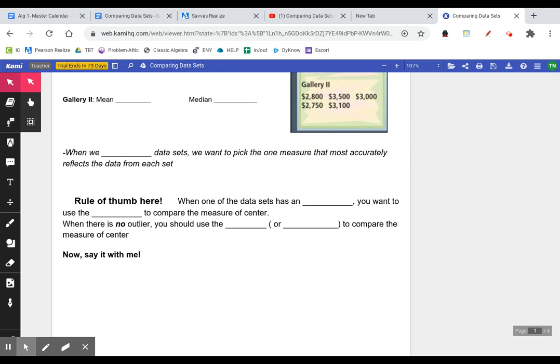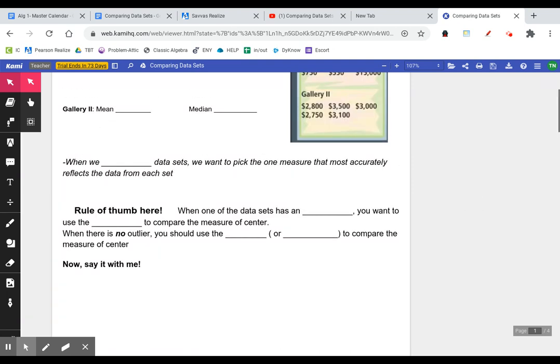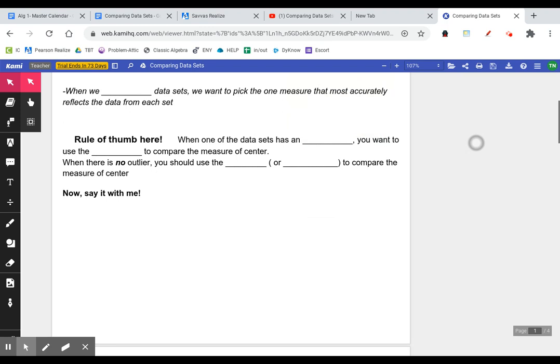A quick refresher, again, we said if there is ever an outlier, we use the median, and if there are no outliers, we use the mean. Okay, again, that outlier is going to drastically bring the average, or the mean, way up or way down, so we don't want to use it then. We would use the median, and if there is no outlier, we feel very safe using the mean, which is also the average, to compare those data sets.